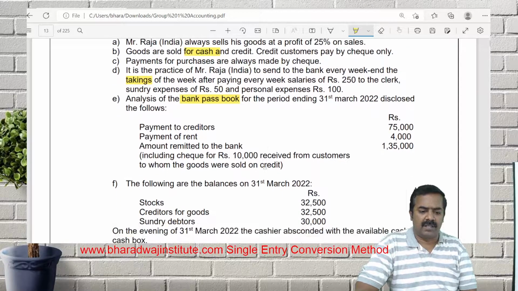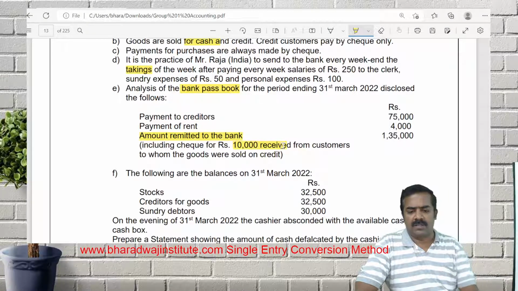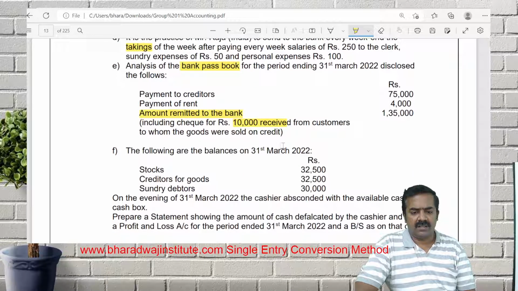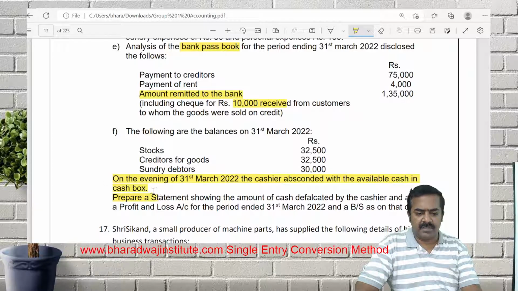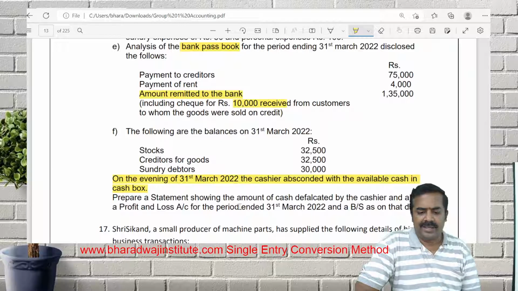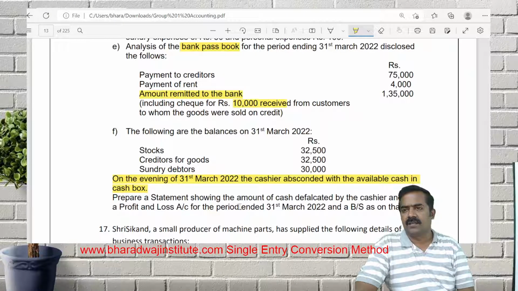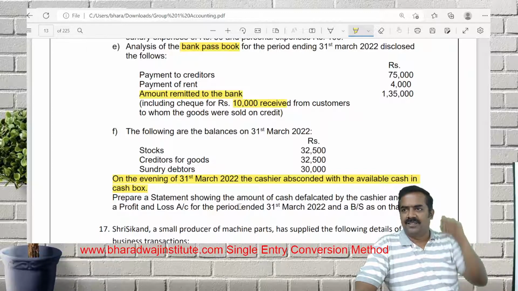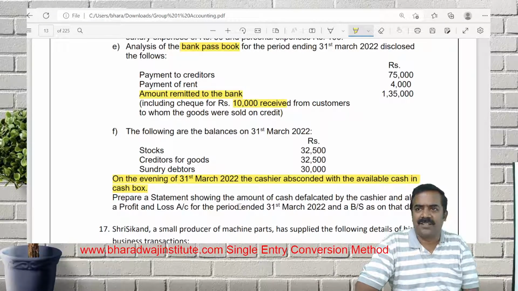Payment to creditors, payment of rent. Amount remitted to the bank means cash deposited in the bank, including 10,000 of check received from customer. Then closing balances are given: stock, creditors for goods and debtors. On the 31st March 2022, the cashier absconded with the available cash in the cash box. Which means you prepare the cash account: opening balance, receipts minus payments, closing balance is clear. That is the cash with the cashier.